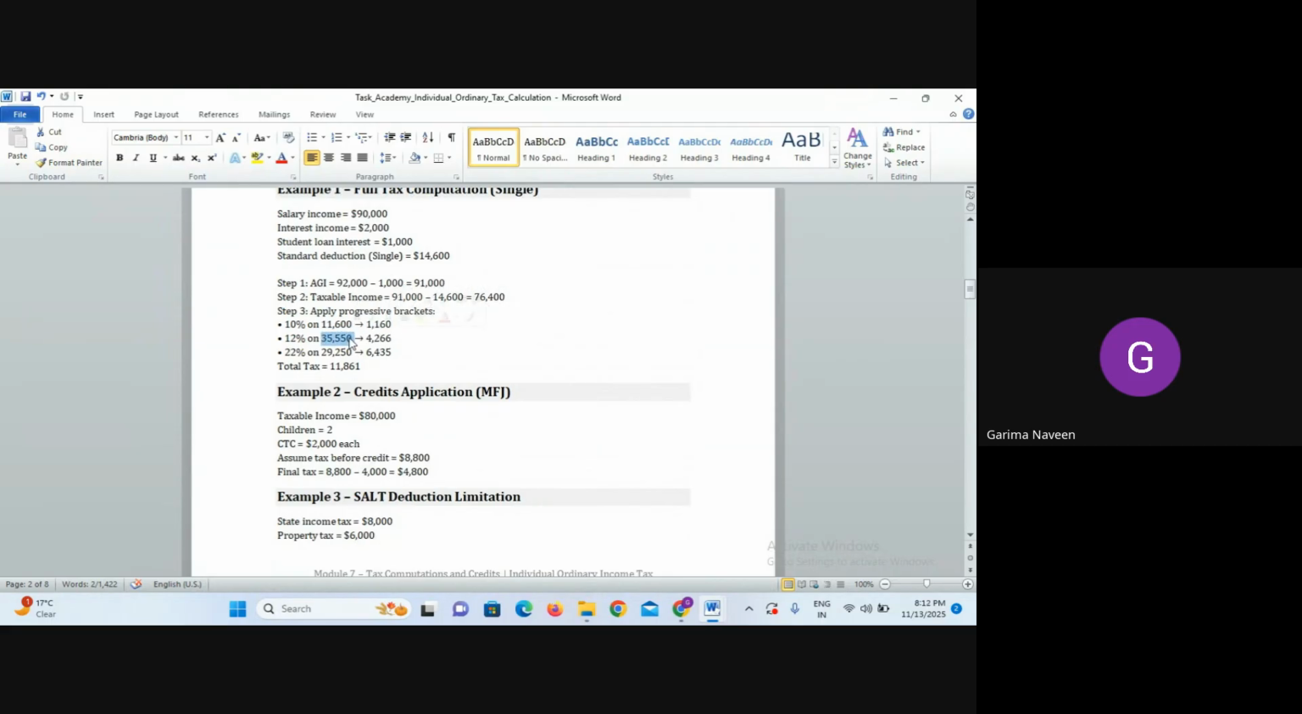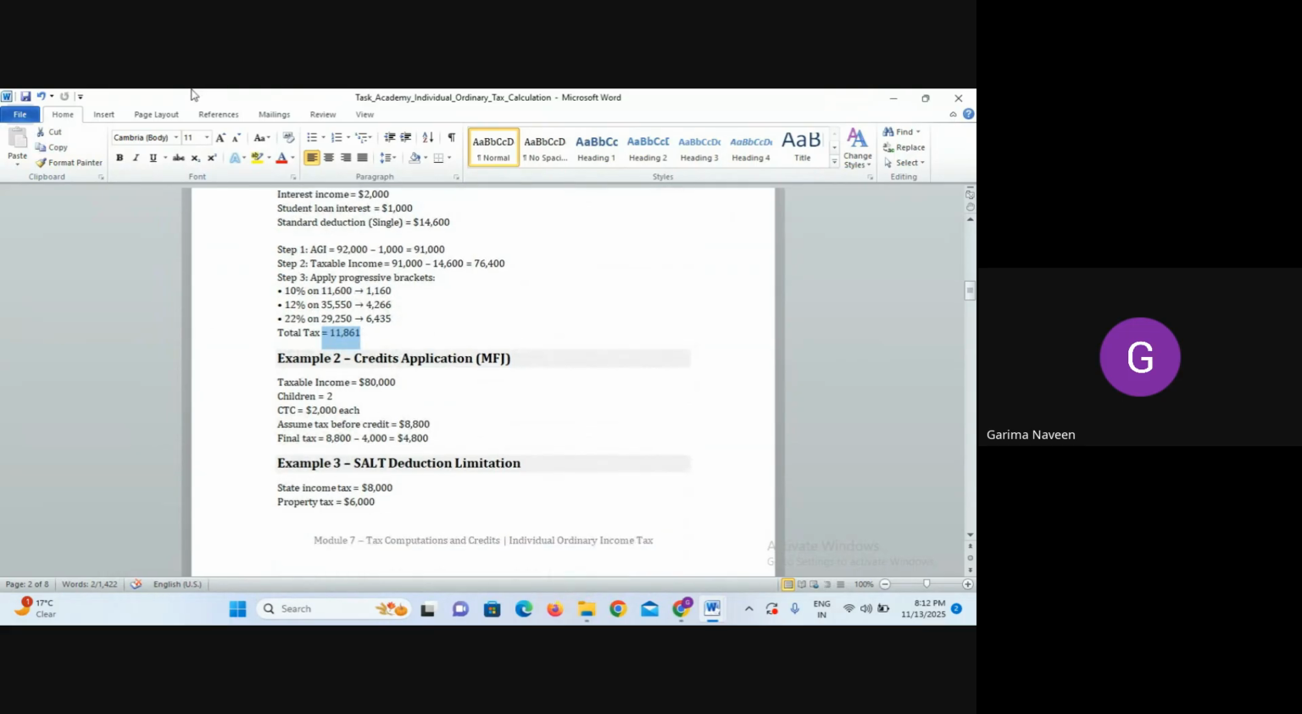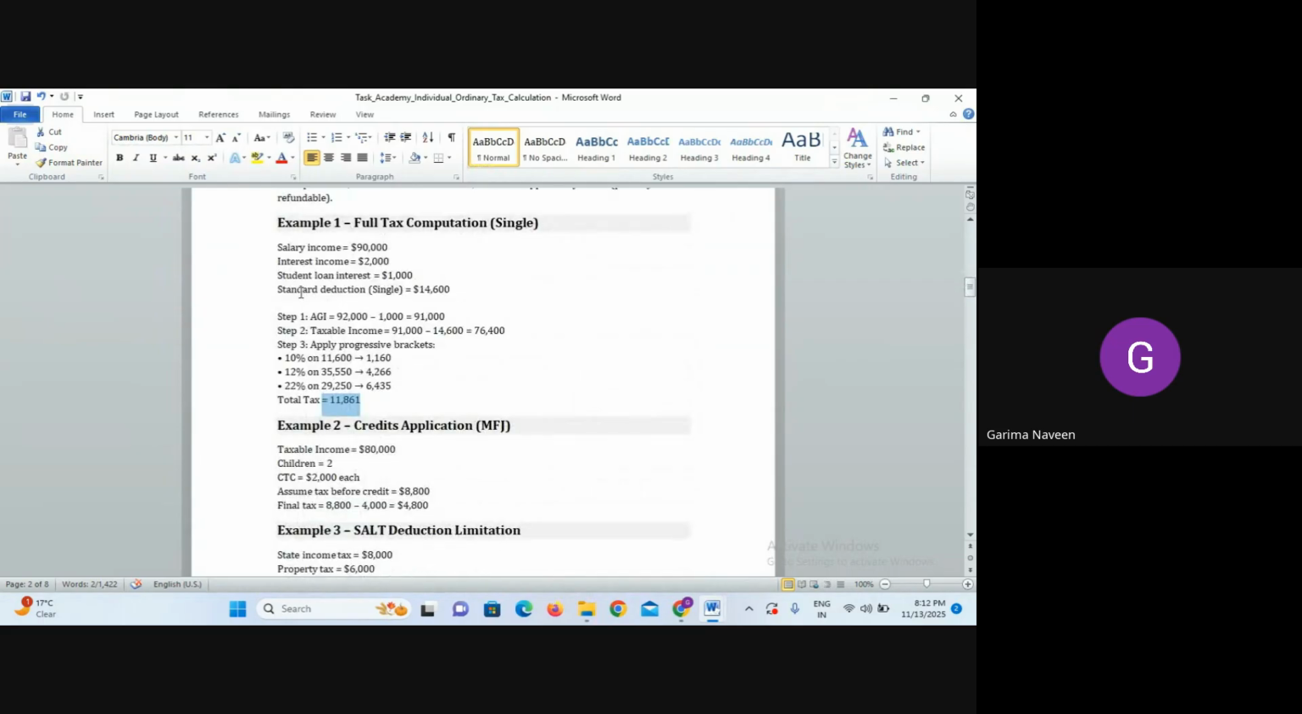Then up to $35,550 we have 12%. Then for the remaining amount we have a 22% tax rate. So our total tax is $11,861. Okay.